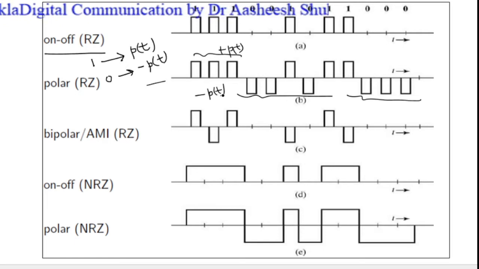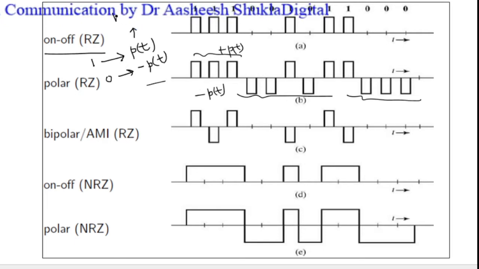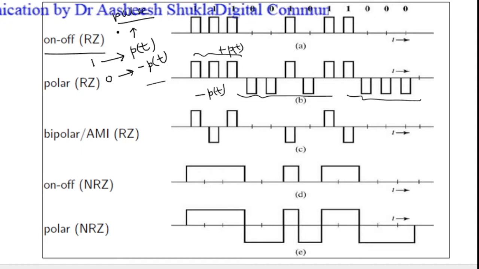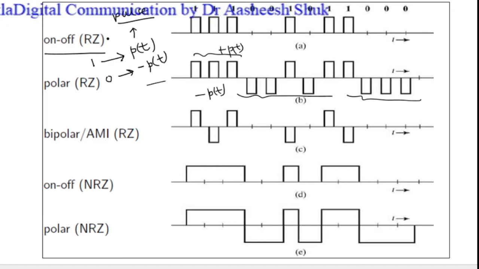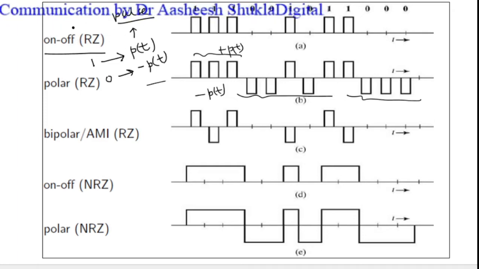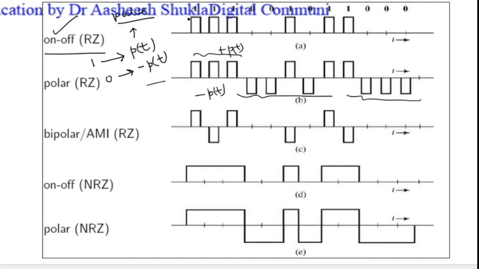Here p(t) is a pulse shape. We know that we have to provide a proper pulse to every bit, because a bit cannot travel through the channel by itself. The way in which we provide the pulse to a bit is decided by the line code. If we are using the on-off RZ technique, we provide the pulse like this; if we are using the polar RZ technique, we provide the pulse like this.